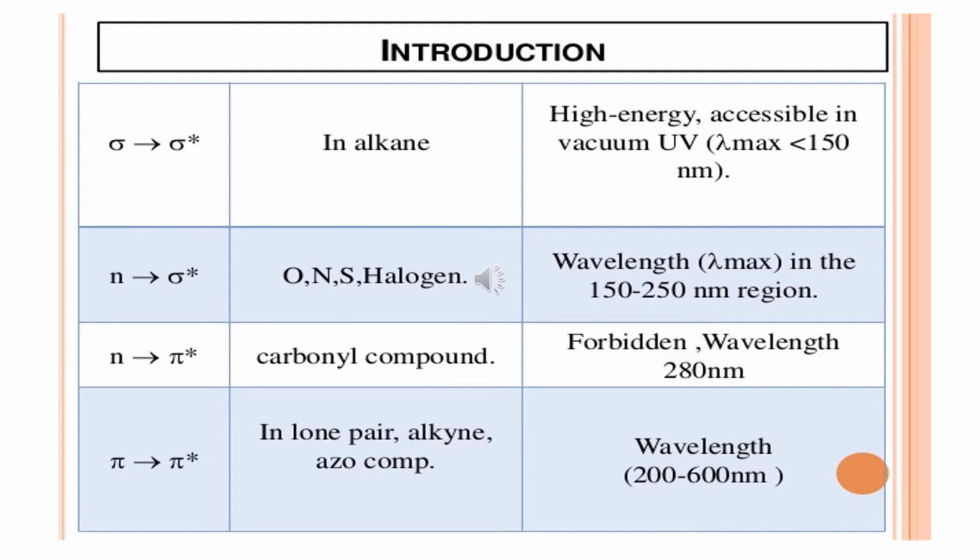N to sigma antibonding in oxygen, nitrogen, sulfur, halogen compounds, lambda max in the 150 to 250 nanometer range. N to pi antibonding in case of carbonyl compound, wavelength 280 nanometer. Pi to pi antibonding in alkene, alkyne, azo compound, wavelength 200 to 600 nanometer.